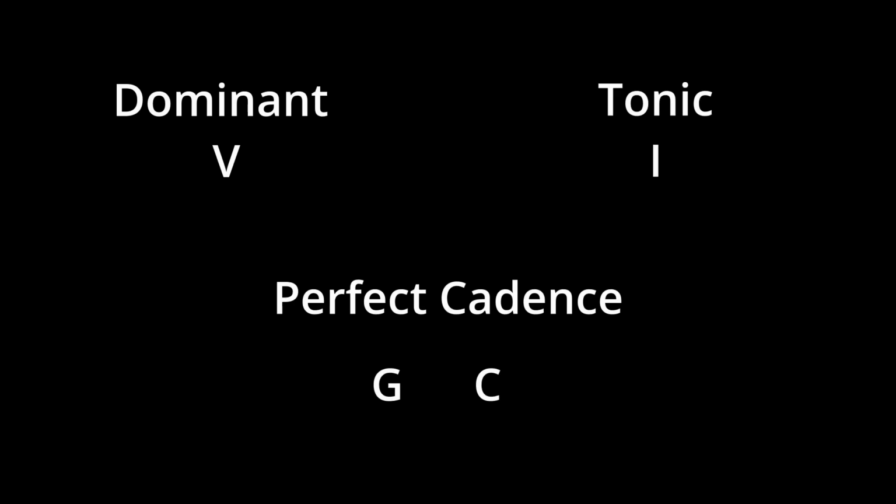Below we see the perfect cadence for the key of C major. We can increase the resolution by using the dominant 7th chord for the 5 chord, giving more tension, as seen here. The perfect cadence is the most stable way to return to the tonic chord in music.